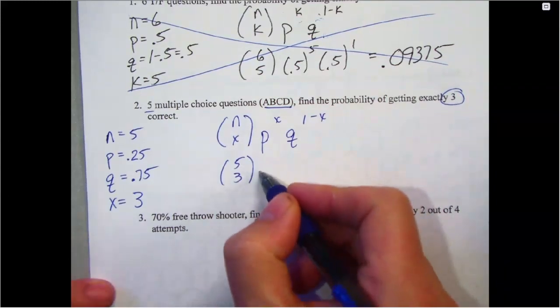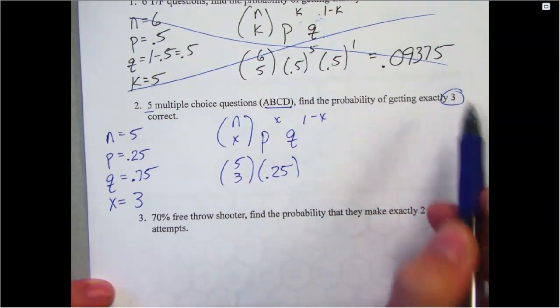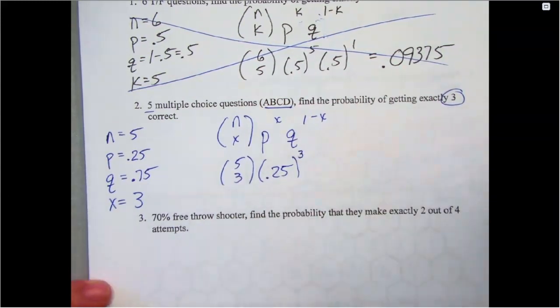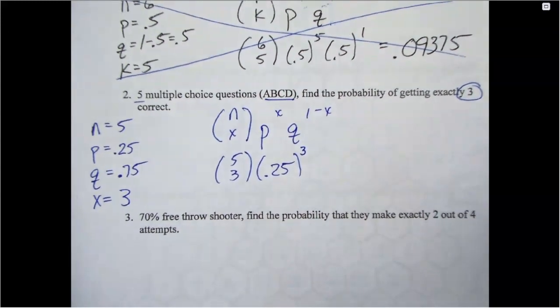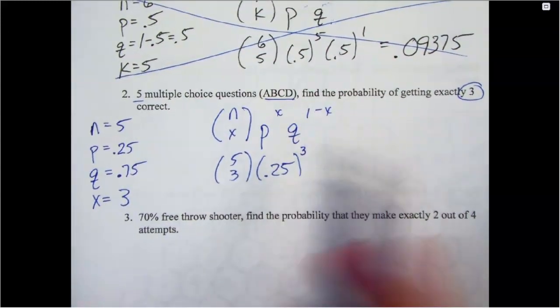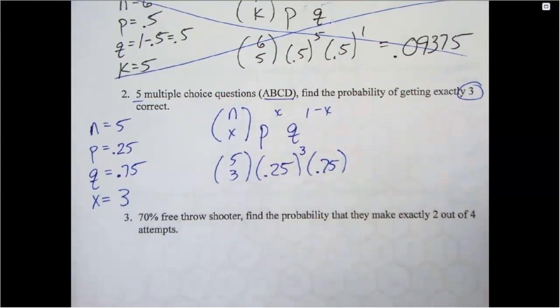P is the probability of success, which is 0.25. And we want to get 3 correct. We want to succeed 3 times. So that's your power. And then Q is the probability of failure, which is 0.75. And we're saying we're going to fail twice. If we get 3 right, that means we got 2 wrong.